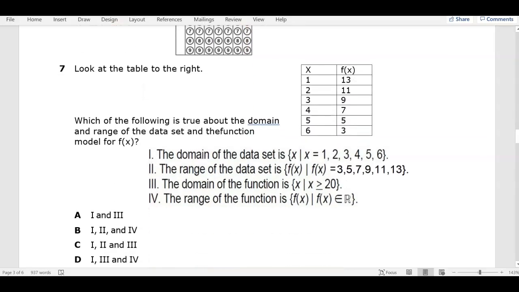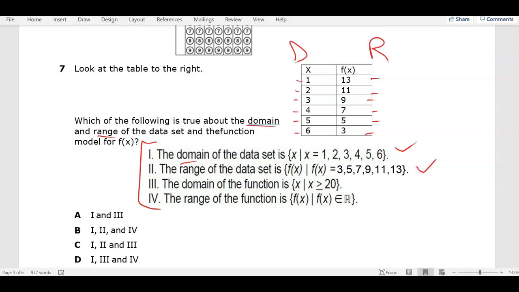Okay, table at the right, which is true about the domain and range? Now the domain is 1, 2, 3, 4, 5, 6. The range is, from least to greatest, 3, 5, 7, 9, 11, 13. Okay, so which one? 1, 2, 3, and 4 numerals. Which one of these is right? So is the domain 1 through 6? Yes. Is the range 3, 5, 7, set?